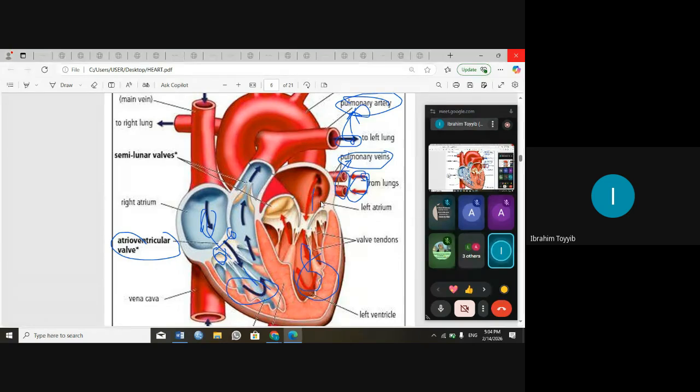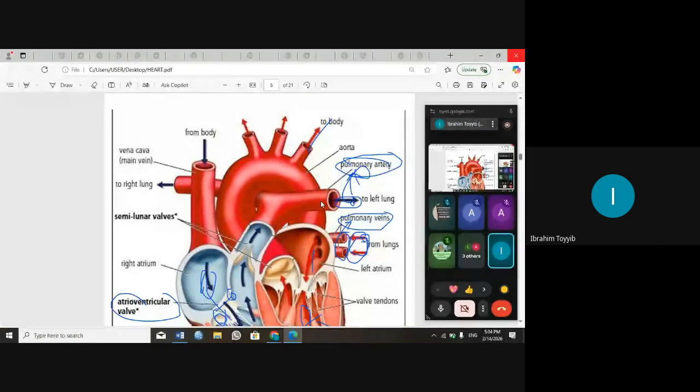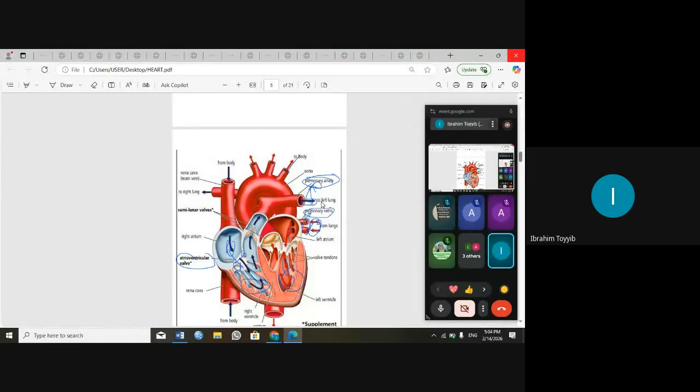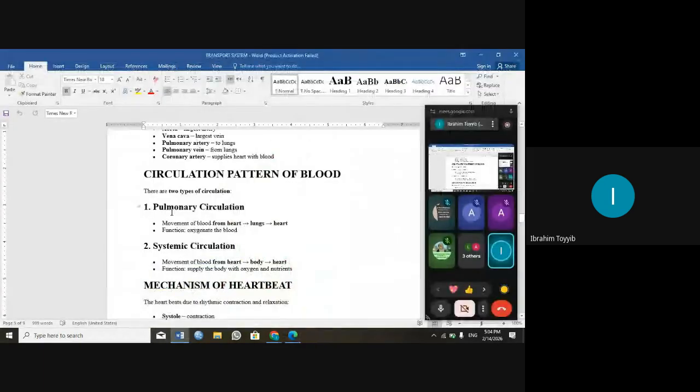So as I've explained last class, this is to tell you that pulmonary circulation has to do with what? Movement of blood from the heart. That is, the blood will pass through the lungs before coming to the heart again. And the function is to oxygenate the blood. So all that I've explained, that full explanation, this is the summary. Blood is moving from the heart, blood coming from all parts of the body, moves through the heart, gets to the lungs, and moves back to the heart. So I hope you understand that.